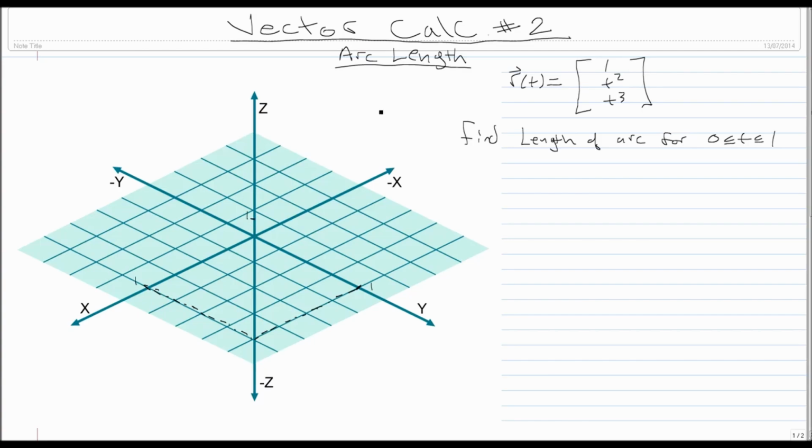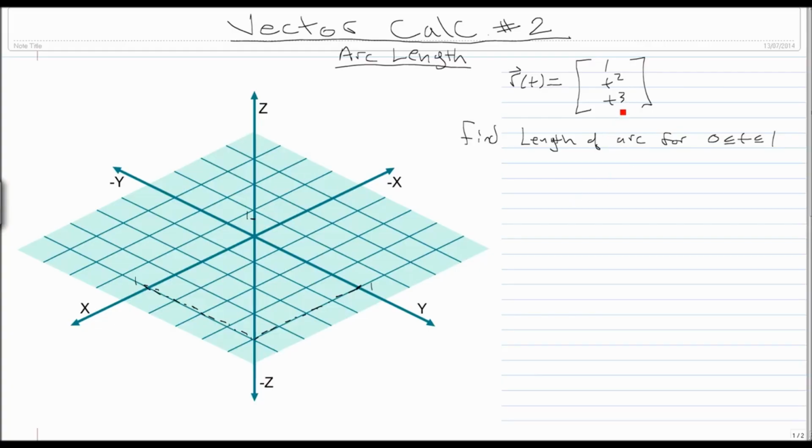Okay, so this is my second video in my vector calculus playlist here. In this video I'm going to show you guys how to derive the formula for finding arc length, and I'll just do this example here where my position vector is parameterized. It's defined by this parameter t here, and we're going to try to find the length of the arc as t varies from 0 to 1.